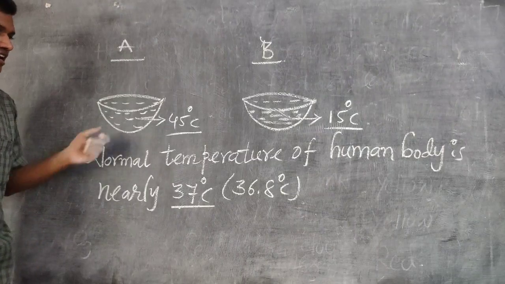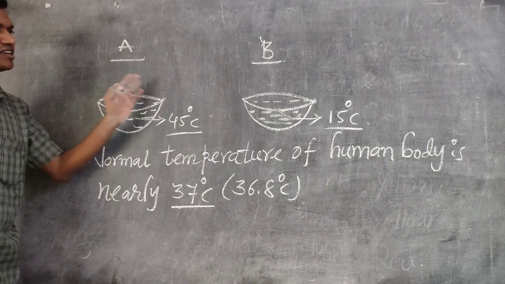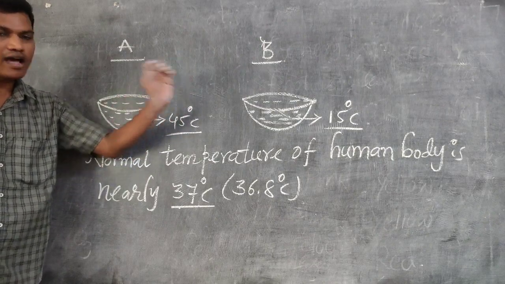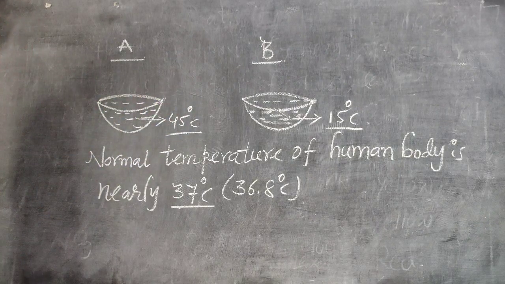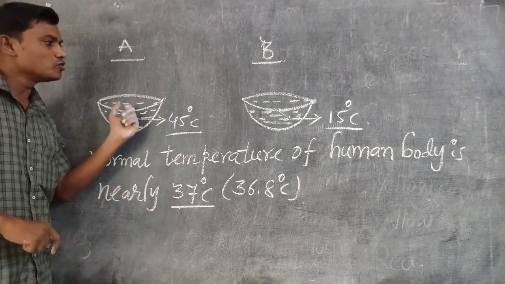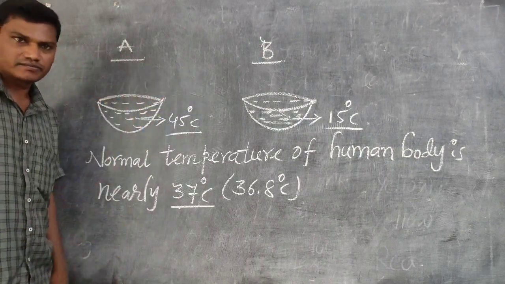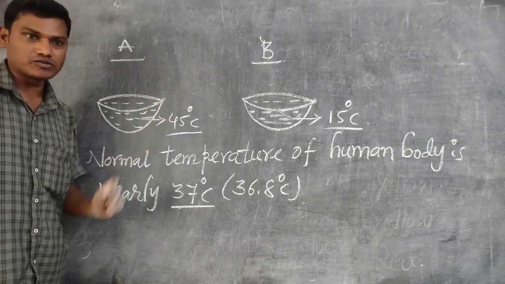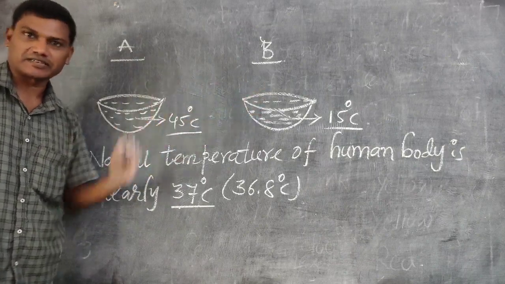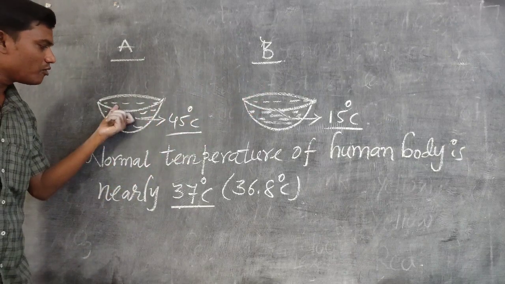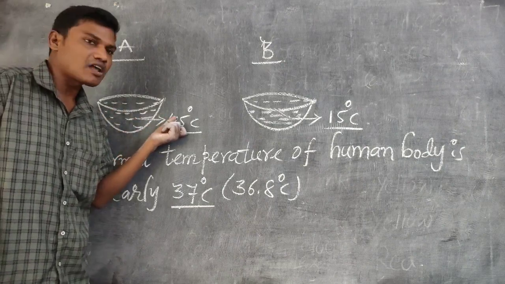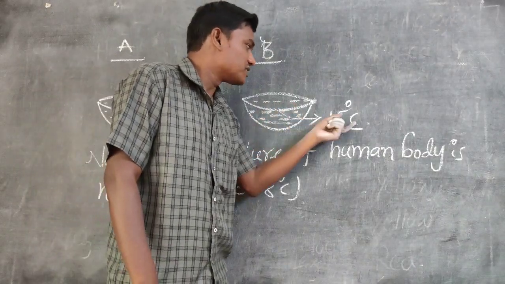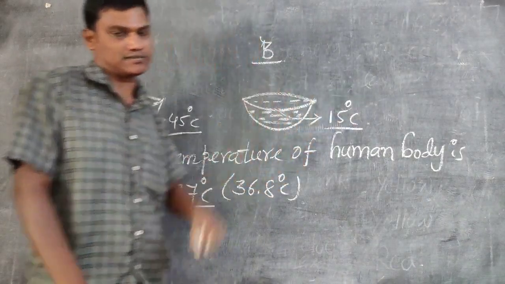So now we are discussing how heat causes the sensation of hotness or coldness of an object with the help of this activity. First of all, we take two bowls, A and B. These two bowls are filled with equal amounts of water with a difference in temperature. For example, bowl A is filled with water at a temperature of 45 degrees Celsius and bowl B is filled with water at a temperature of 15 degrees Celsius.